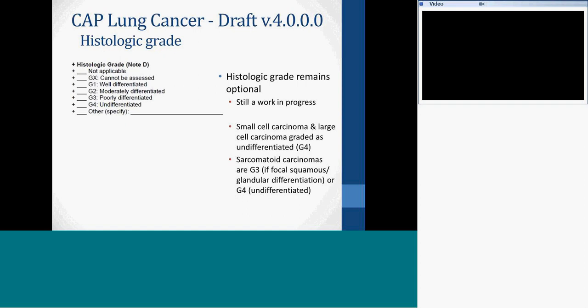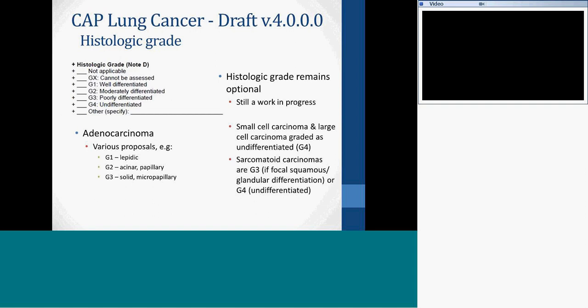Sarcomatoid carcinomas, if they have any focal squamous or glandular differentiation, as in the pleomorphic carcinomas, would be considered poorly differentiated tumors, or grade 3. Or if there's no squamous or glandular differentiation, these would be considered undifferentiated carcinomas.